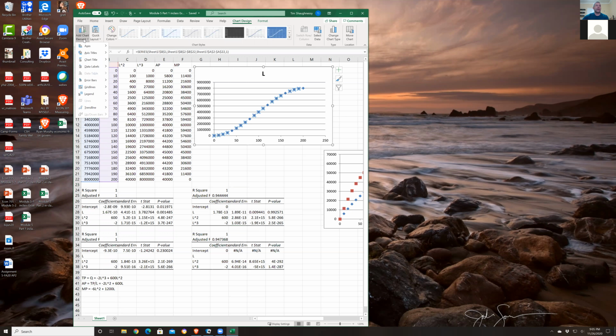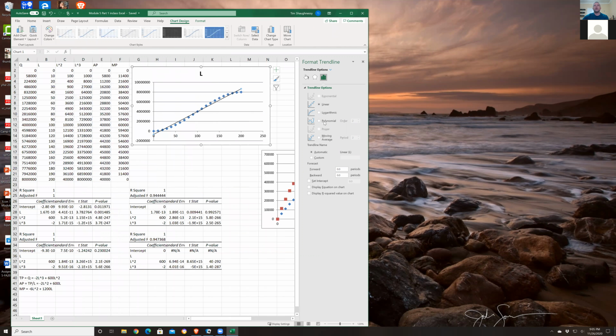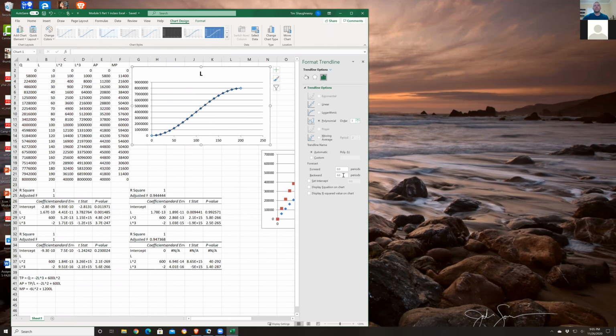You go up and add a trend line, then go to more options. This is kind of a curvy one, so I'll tell it to be a polynomial of order 3. You also have the option right here that says set intercept, and you can set it to whatever you want. You could set it to 0, or to some other value if you wanted. But since this is a production function, I want to set it to 0.